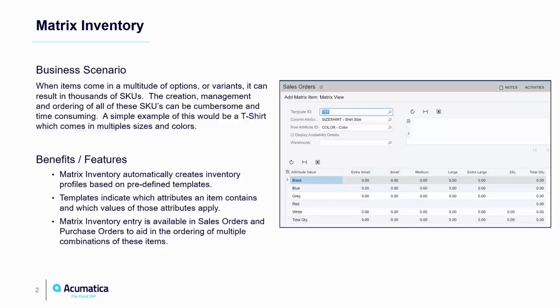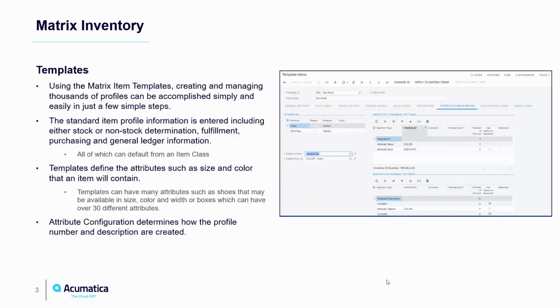Sales and purchase orders can be created using Matrix Inventory Entry to make ordering of multiple combinations of these items much more manageable. Using templates, creating and managing thousands of item profiles can be accomplished simply and easily in just a few simple steps. The standard item profile information is entered, including either stock or non-stock determination, fulfillment, purchasing, and general ledger information, all of which can default from an item class.